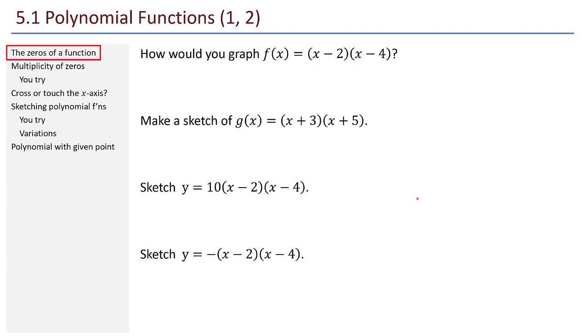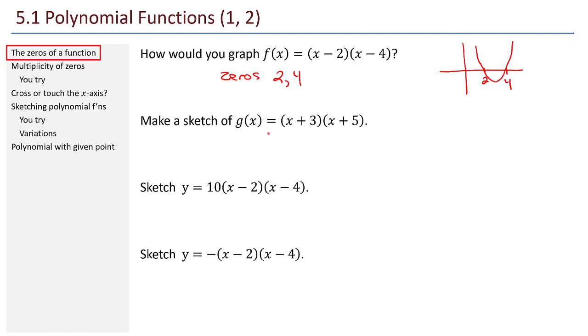How would you graph f of x equals x minus 2 times x minus 4? Well, the zeros are at 2 and 4. So I would identify 2 and 4 on the x-axis, and now it's a parabola that goes through 2 and 4.